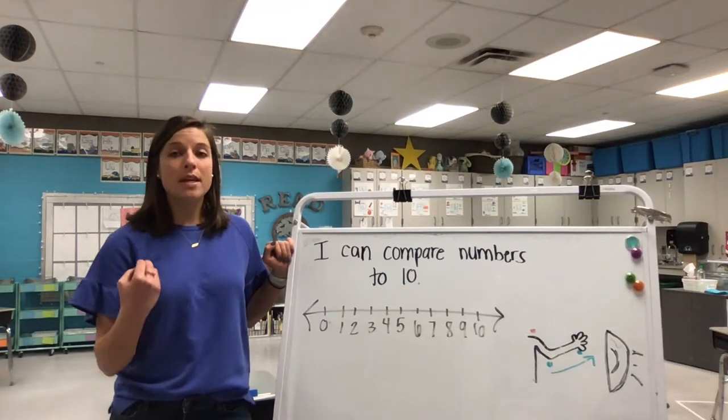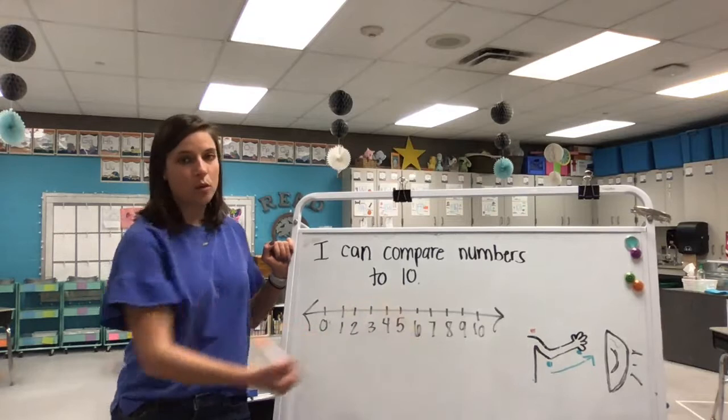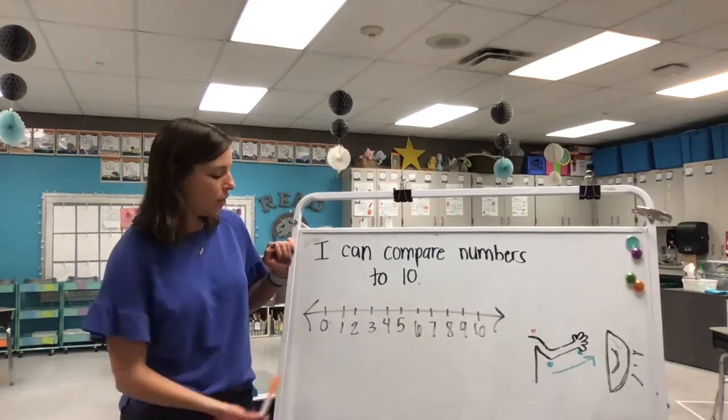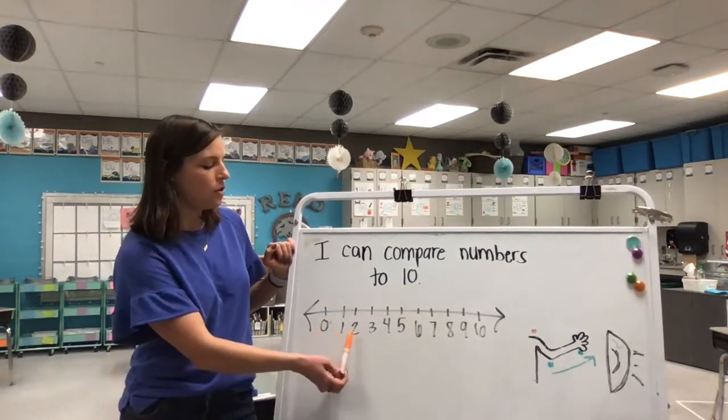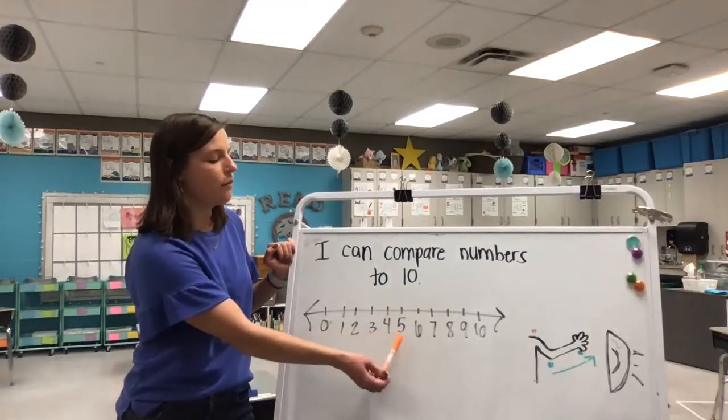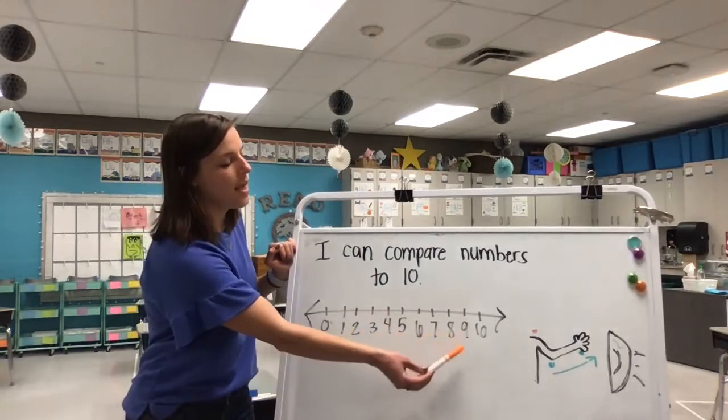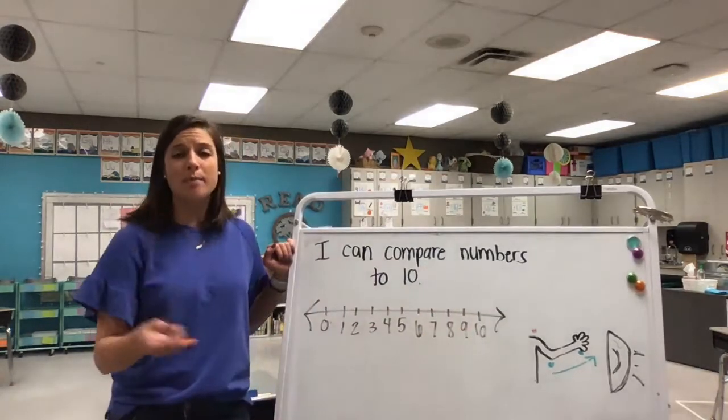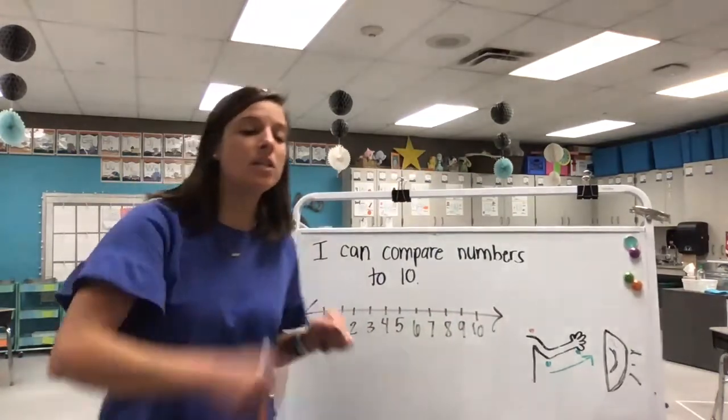So before we get started, let's practice counting our numbers in order on our number line, starting with a 0. Ready? 0, 1, 2, 3, 4, 5, 6, 7, 8, 9, 10. Great job. Kiss your brains. Excellent. Now let's go over our numbers.